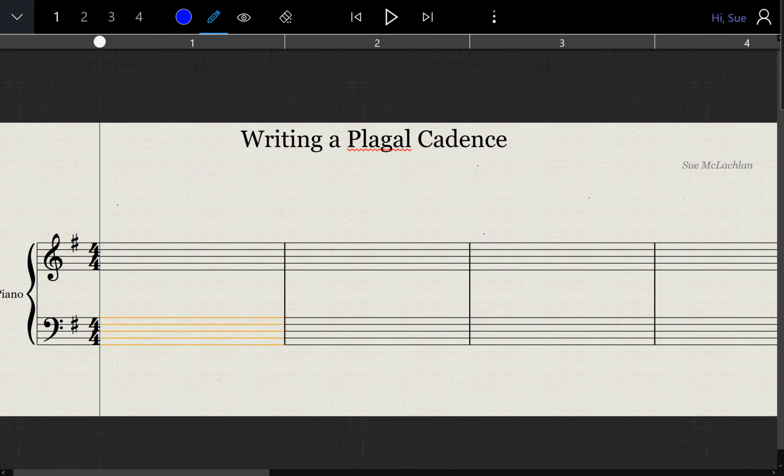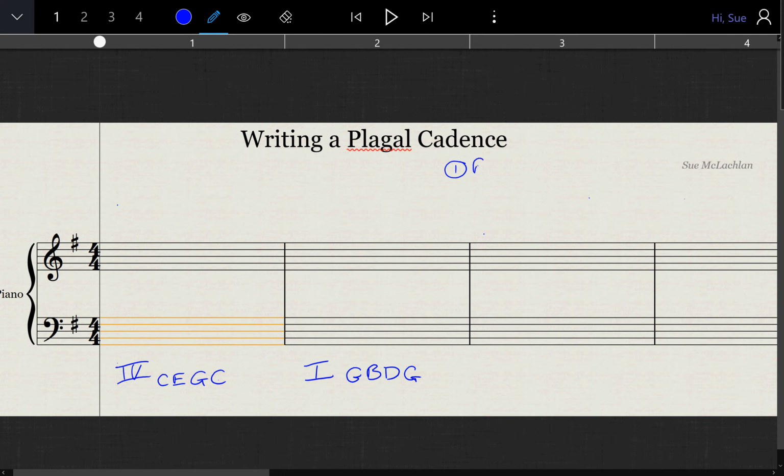Writing a Plagal cadence, we need to remember that this goes from chord 4 to chord 1. We're in G major at the moment, so chord 1 will be G, B and D. Chord 4 will start on the 4th note of the G major scale, so it'll be C, E and G. We're going to double the root in each of these chords, so we have a 4-note chord.